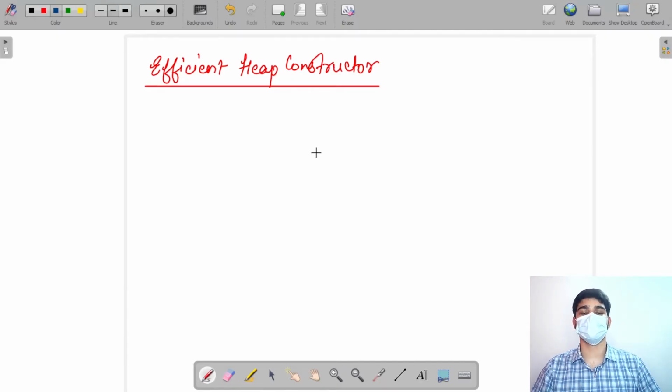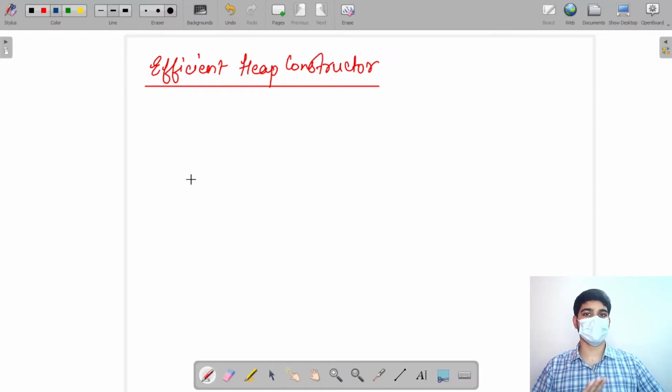In this video, we'll be discussing a concept which is the efficient heap constructor. Now, this question is an extension of the previous question that we have done, which is writing a priority queue using a heap, right? So only jump onto this question if you have already solved that problem before. And let's get started with it.